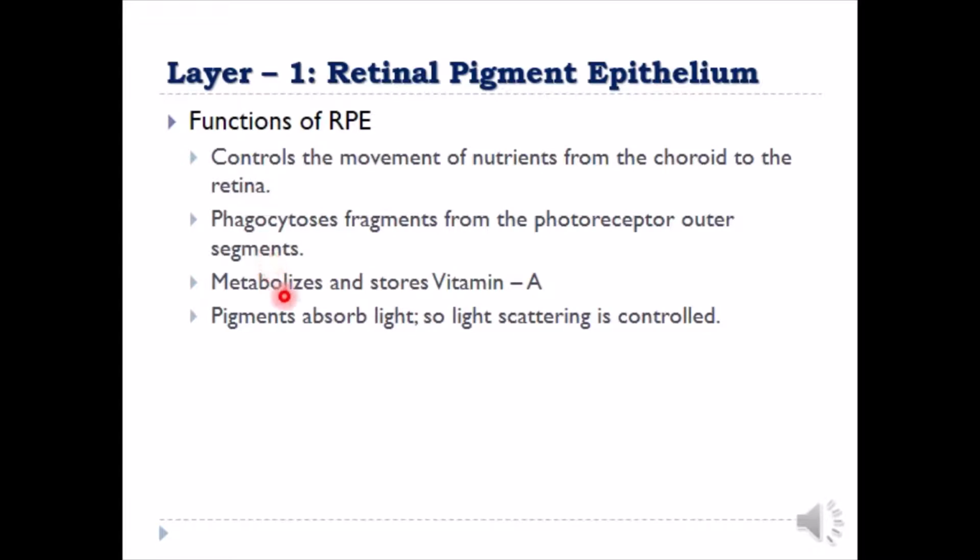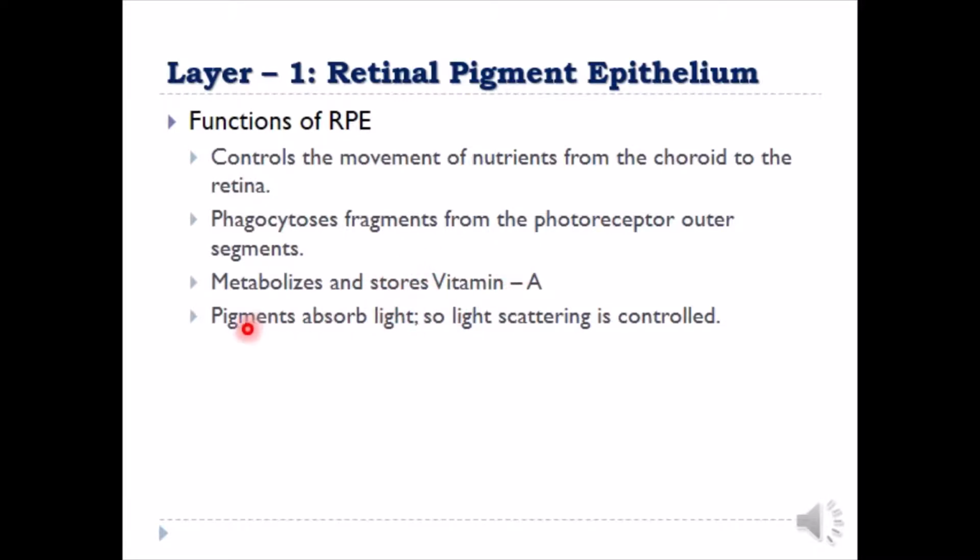It has one more function. It metabolizes and stores vitamin A. We'll be discussing vitamin A later, because vitamin A is a very important vitamin for the processing of light energy into neural energy. When we are discussing the visual cycle, we'll be able to understand it better. So it metabolizes, that means it produces vitamin A, and stores vitamin A.